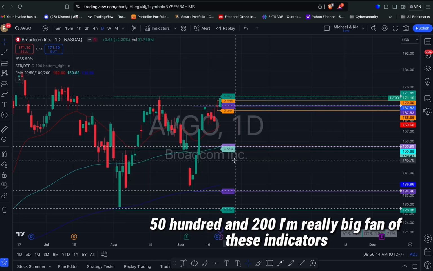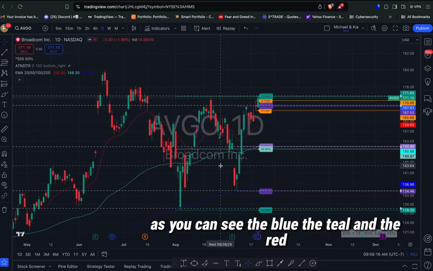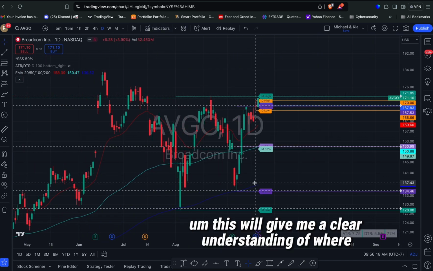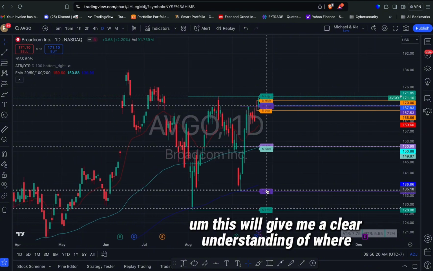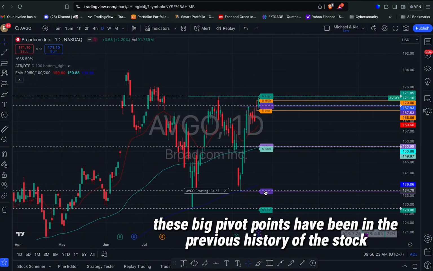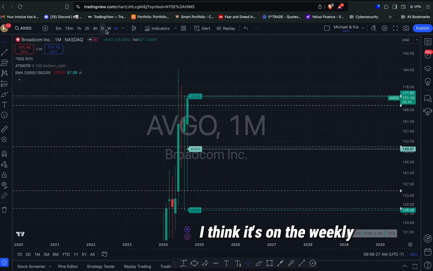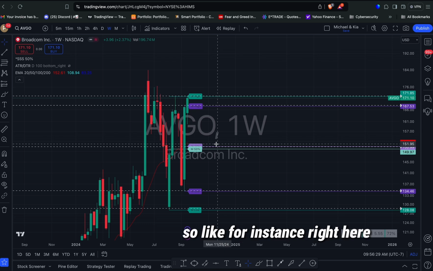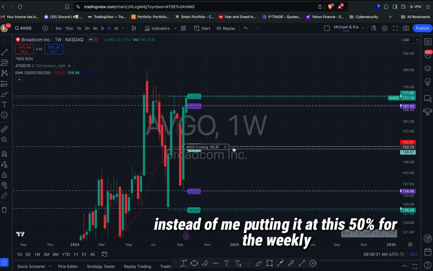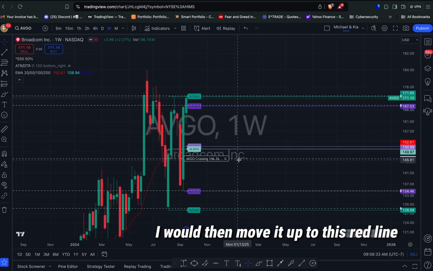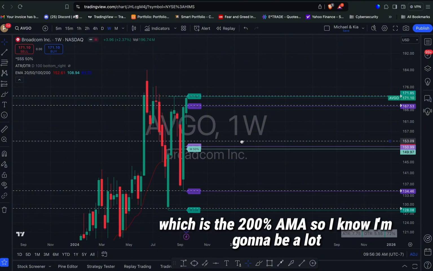I'm a really big fan of these indicators. As you can see, the blue, the teal, and the red. This will give me a clear understanding of where these big pivot points have been in the previous history of the stock on the monthly, on the daily. Well, you can't really see it on the monthly, but I think it's on the weekly. Yep, there you go. So for instance right here, instead of me putting it at this 50% for the weekly, I would then move it up to this red line, which is the 200 EMA.